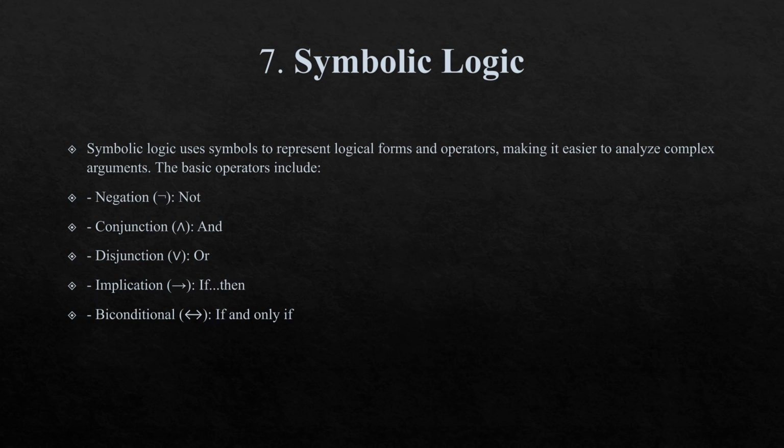Symbolic logic. Symbolic logic uses symbols to represent logical forms and operators, making it easier to analyze complex arguments. The basic operators include negation, conjunction, disjunction, implication, biconditional.